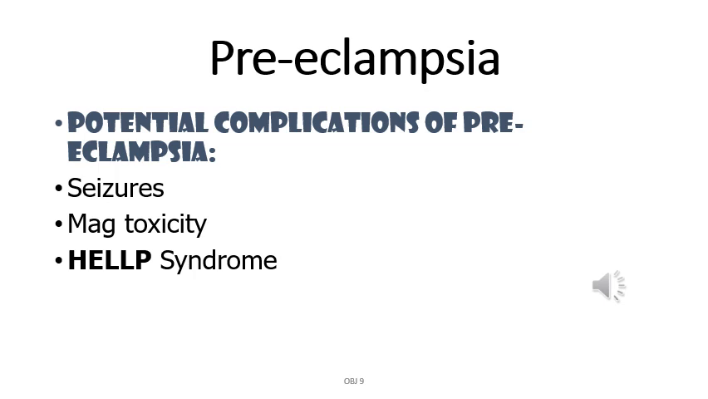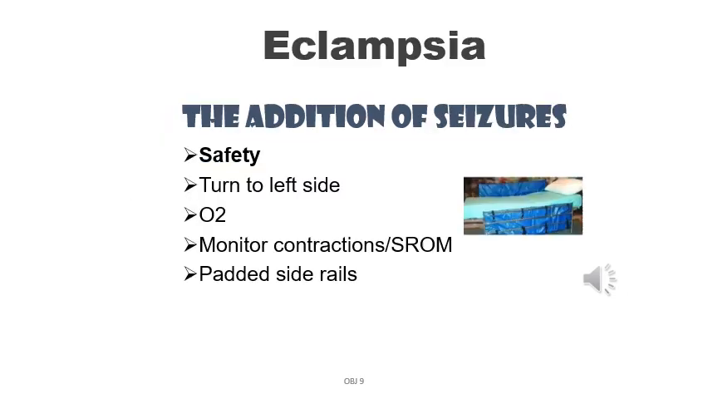Potential complications of preeclampsia are seizures, mag toxicity, or the HELLP syndrome. We'll talk about the HELLP syndrome coming up here, but what we want to avoid with preeclampsia is seizures. Once a patient has a seizure, then she becomes eclamptic. So eclampsia, this is again the addition of seizures onto preeclampsia.